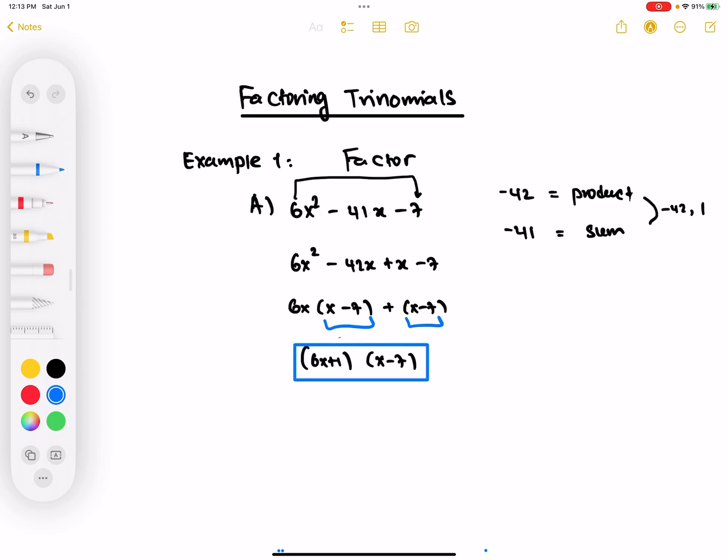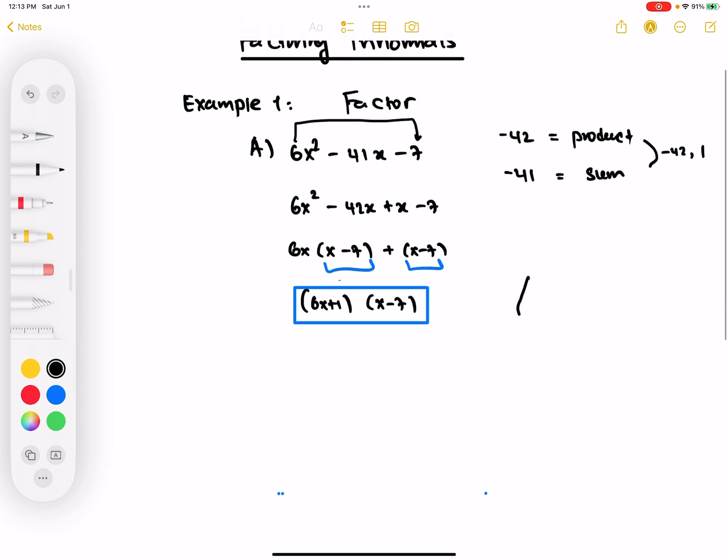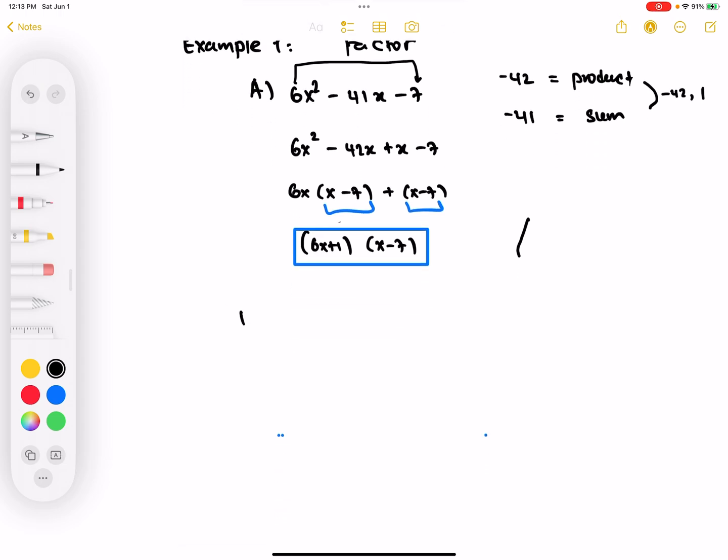You see? So let's see the second example, example B. Factor another one, 4x squared minus 28x plus 48. In this case, you can see that 4 is a common factor for 28 and 48. So I can factor out 4 first: x squared minus 7x plus 12.